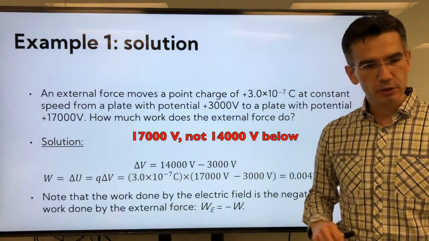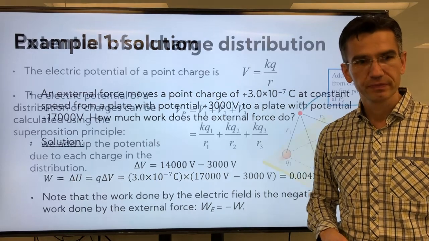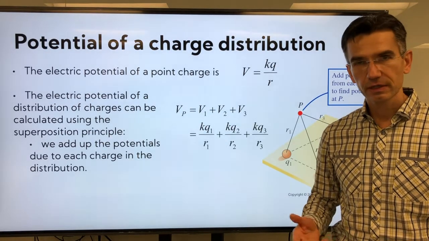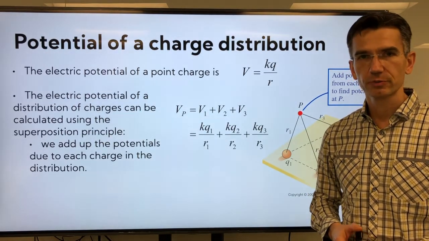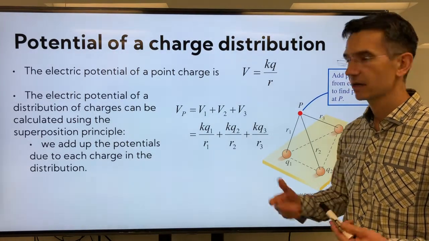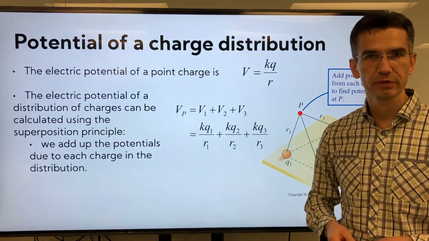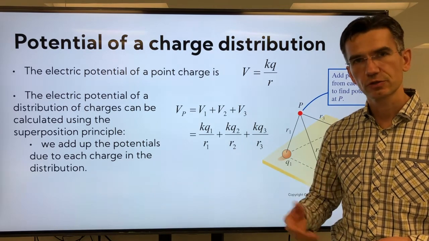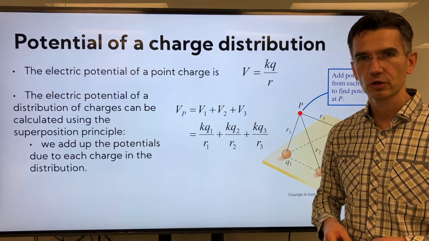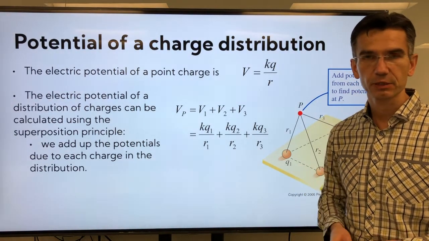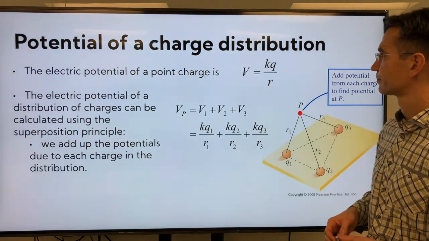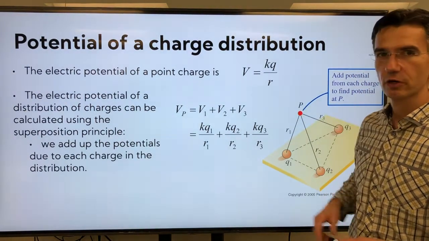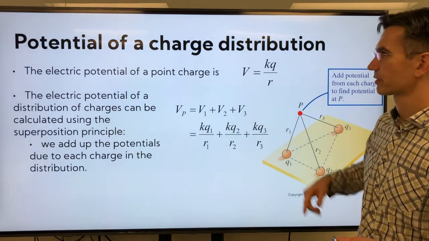So now let's take a look at a charge distribution and look at how the potential of a charge distribution looks like. And as you by now know, we can use the principle of superposition to determine the electric potential of a charge distribution by summing the electric potentials of the individual charges. So for a simple point charge, the electric potential is kQ over R.